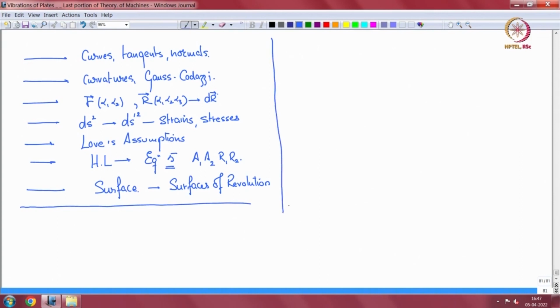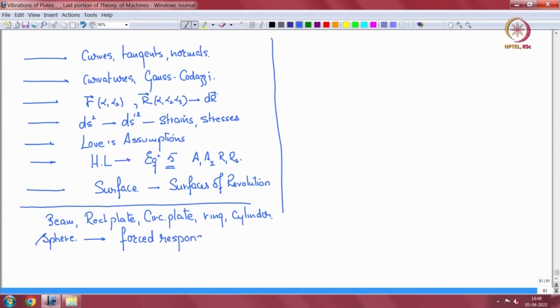Now what is the direction I am going to take from here? Once you have the equations, say the equation of motion for a beam, or for a rectangular plate, or for a circular plate, or a ring, let us say a vibrating ring, or a vibrating cylinder, or a sphere, or any other relevant surface, we want the force response. If I force this structure, what is the response?